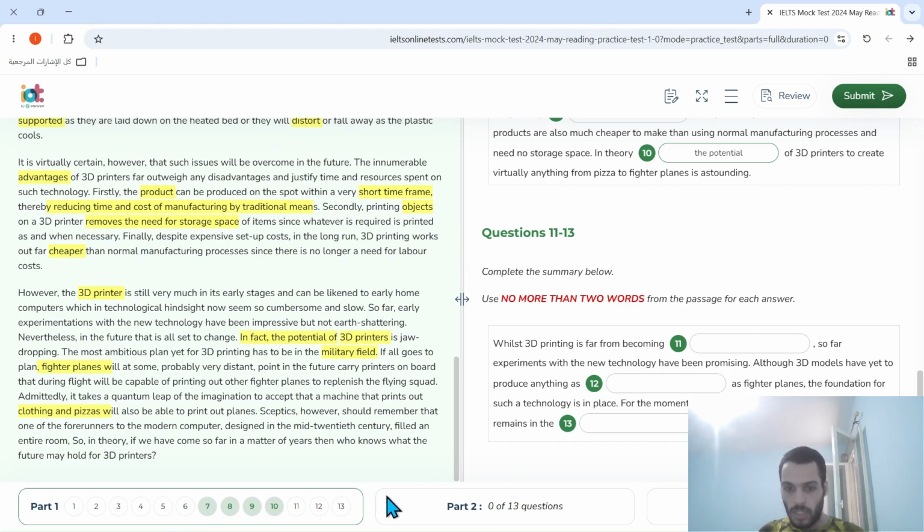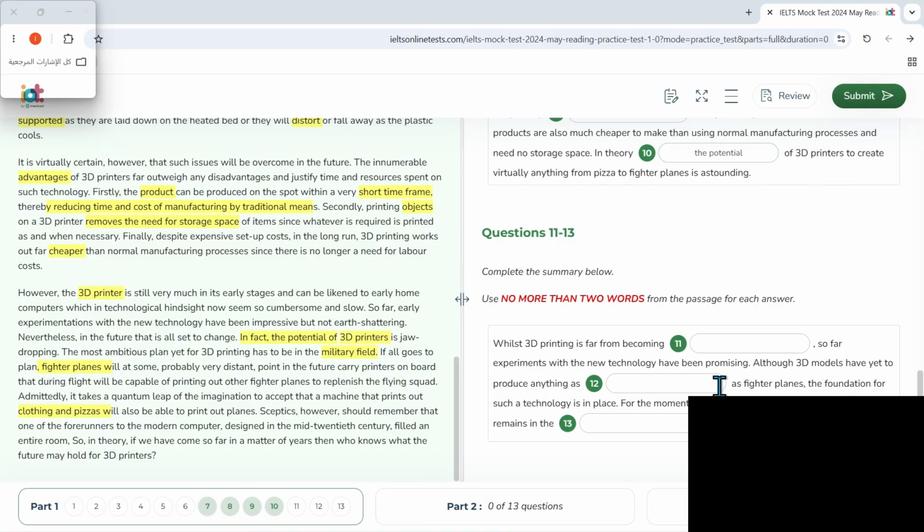Also, 3D models have yet to produce anything as complex as fighter planes. Yet 3D printing could be emulated for the plane, and probably a major flight will be capable of printing out other fighter planes to replace the flying squad.